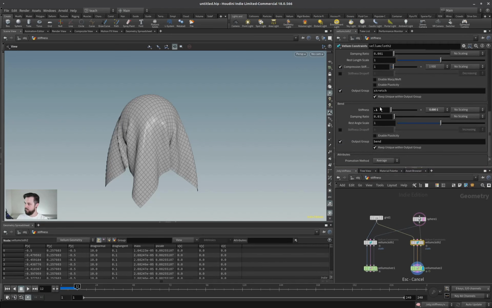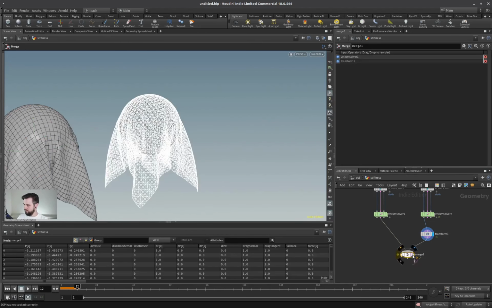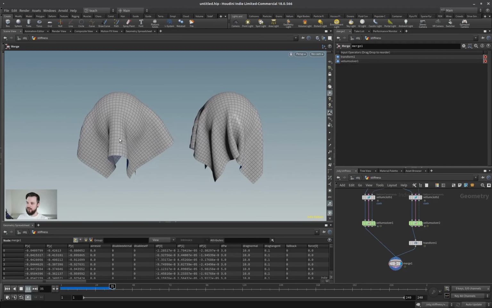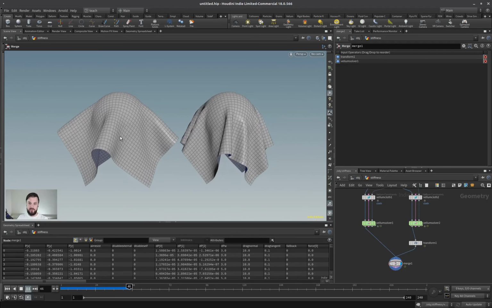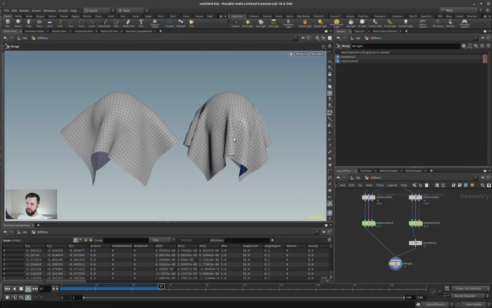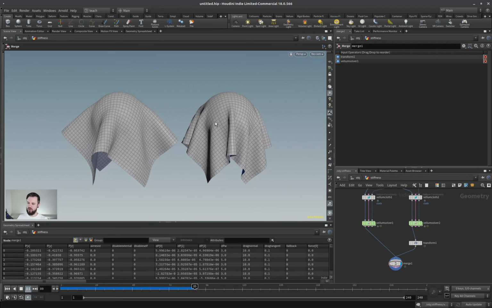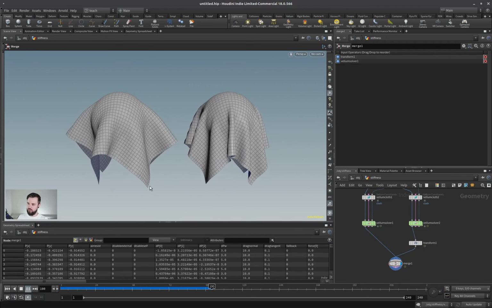And for fun, let me increase that to maybe 30 this time. So on the left, we have a bend stiffness of 30, and on the right, a bend stiffness of 0.1. And you can see what I mean. We have more folds and we have finer folds. And this is usually what you want with cloth. So this is pretty straightforward.